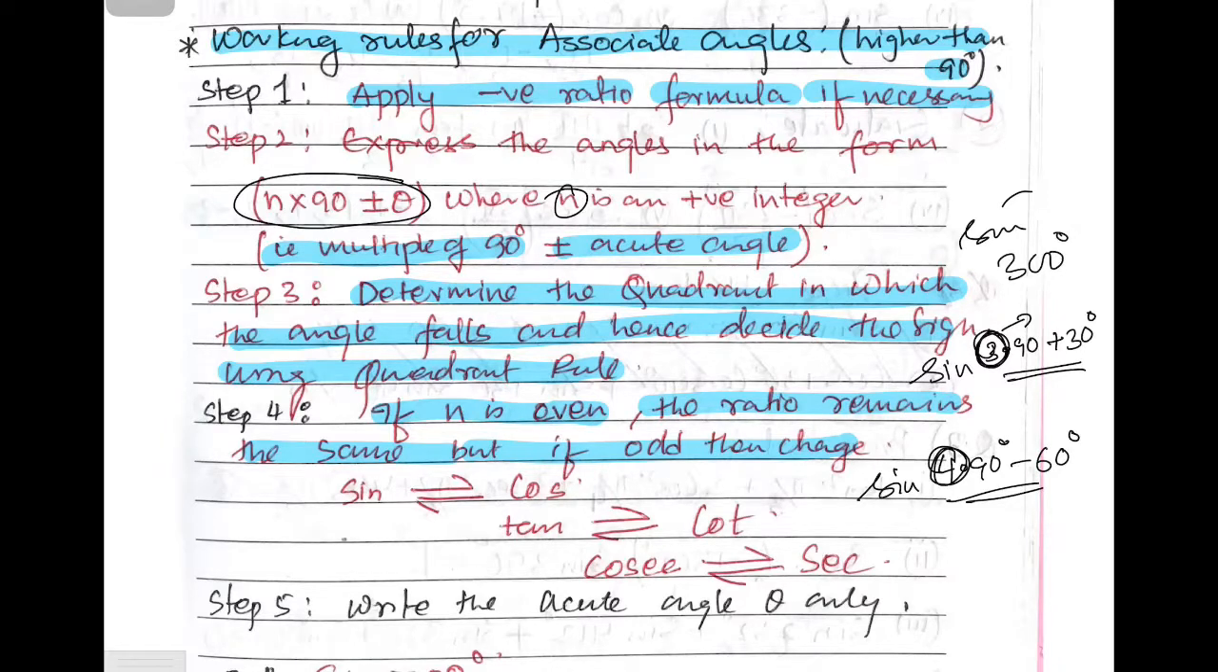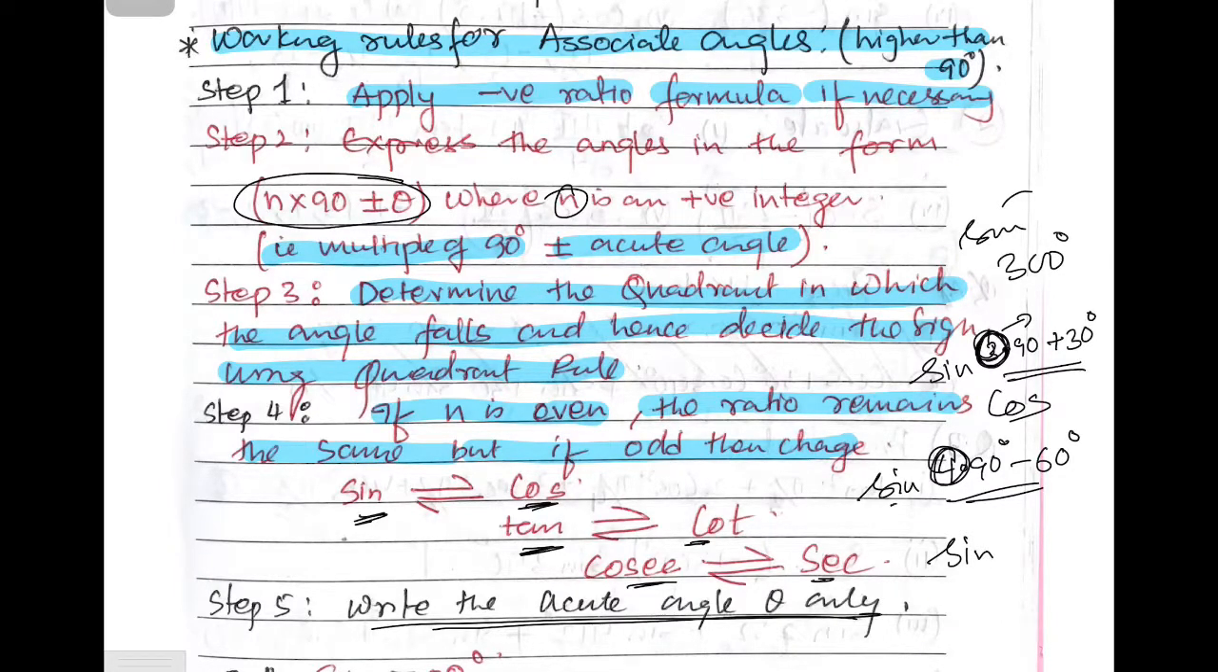So if it's even, then sine will remain sine. Correct, everyone? But if it's odd, sine will change to cos. Check this out. Sine will change to cos, tan will change to cot, cosec will change to sec. Only the odd multiple will change, not the even one. Okay. And after that, you just have to write the acute angle.